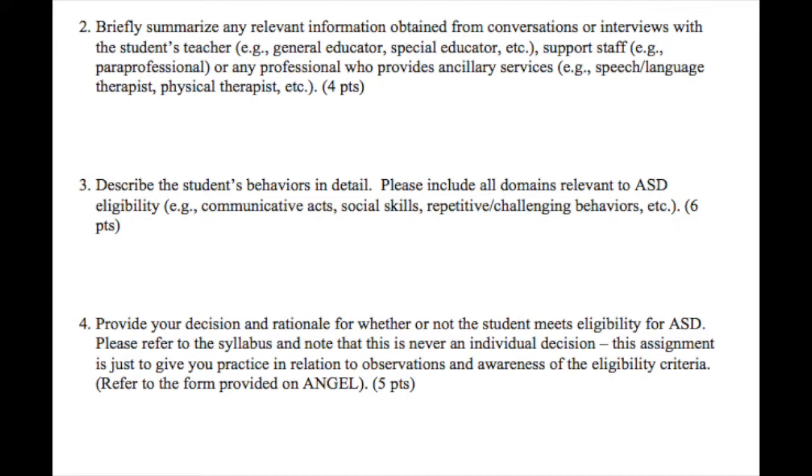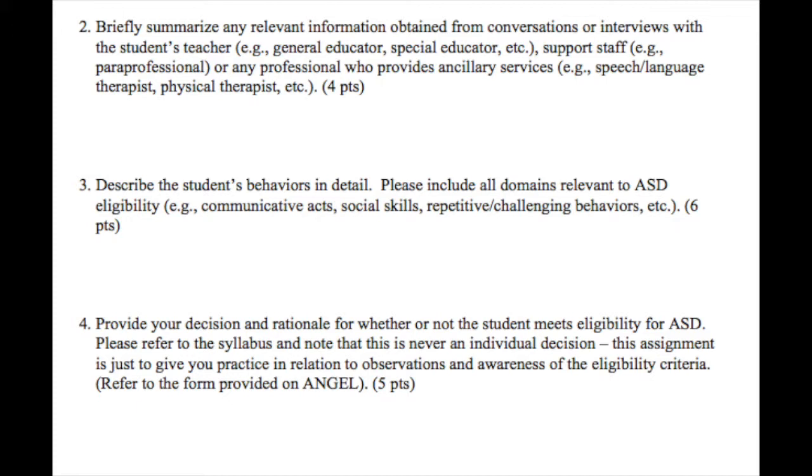The next question, question 3, asks you to describe the student's behavior in detail. So this is where you're going to talk about the observation. And so you want to include all domains relevant to ASD. So you're going to talk about the communication that you observed, the repetitive or challenging behaviors, and the social skills that you observed. So again, try to talk about strengths as well as weaknesses, and then try to really describe what it is that you see.